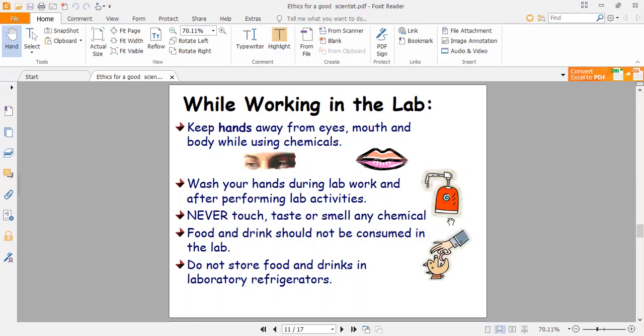Never touch, taste, or smell any chemical in the lab. Your food and drinks should not be consumed in the lab. That should be outside the lab and after you are done with your lab. And also do not store your food and drink items in the lab refrigerators, because they have contaminations.